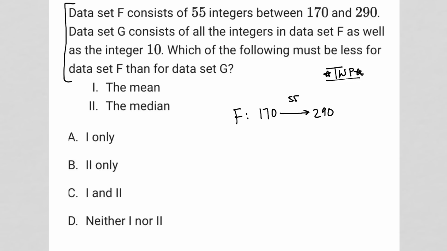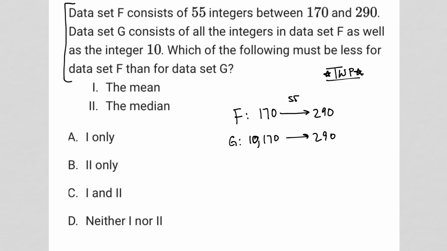Next sentence says dataset G consists of all the integers in dataset F. All right, so I'm going to just rewrite this because why not? It doesn't take that long. As well as the integer 10. So then I'd probably come back here and say, well, let me just put the 10 in front. So it's 10 and 170 through 290. So this is G, all right?